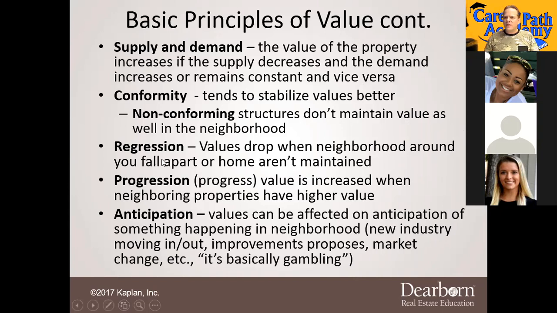So it works the same kind of theory, regression, okay? Same thing with progression or progress. When the values increase for all the homes in the neighborhood, but your house is crumbling and falling apart, you haven't done anything to it, doesn't matter. Your property value is going to go up too, because all ships rise with rising waters. Even if yours is the crappiest ship out there, it's still going to rise with the rising waters, right? So the theory of regression and progression work on that rising water theory, okay?